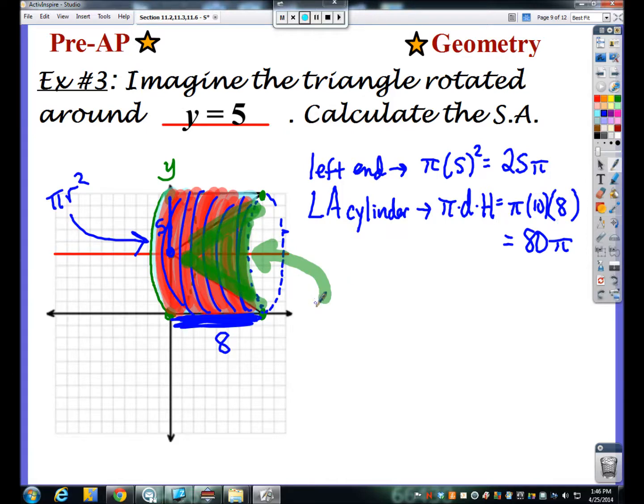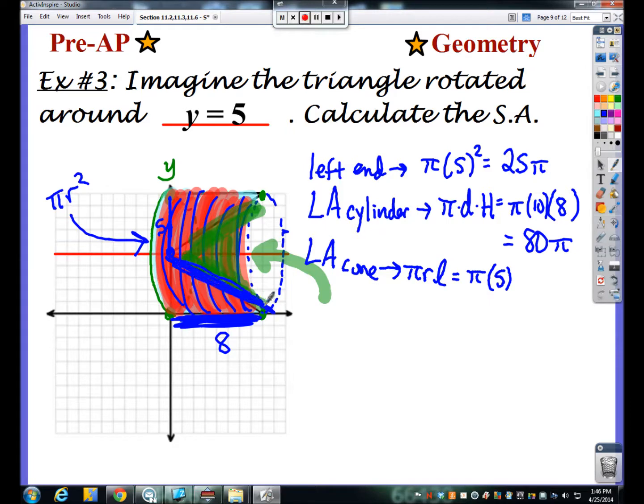Now, what part of the surface area formula of a cone is that? That's the part we can touch, which is the lateral area. So the lateral area part of the cone that is inside this shape, we said was pi r l. We know the radius is still 5, but what's the slant height?